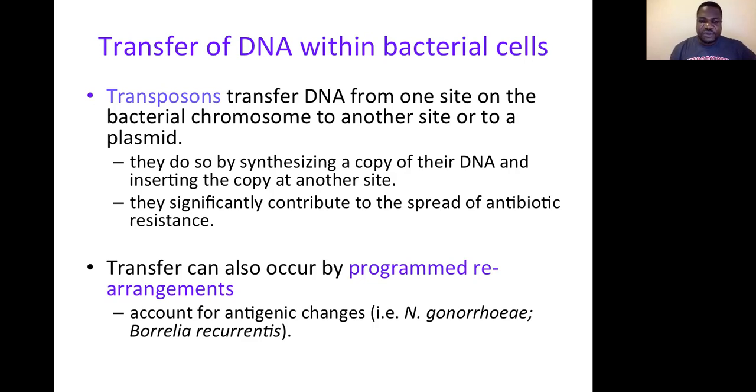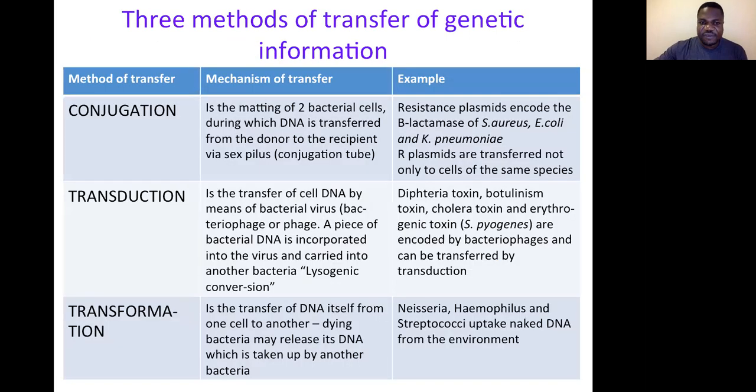The transfer can also occur in pre-programmed rearrangement ways in some bacteria like Neisseria gonorrhoeae or Borrelia recurrentis, that is associated with the pathogenesis of these microorganisms. There are three methods of the transfer of genetic information. Three methods. Please, this is very critical information. Three methods associated with the transfer of the genetic information.